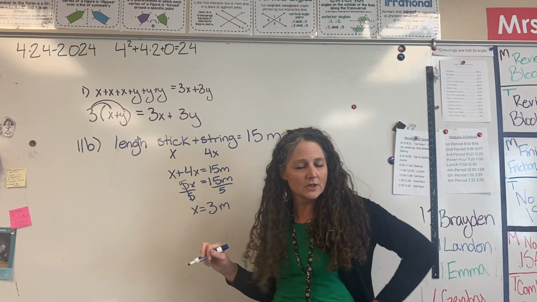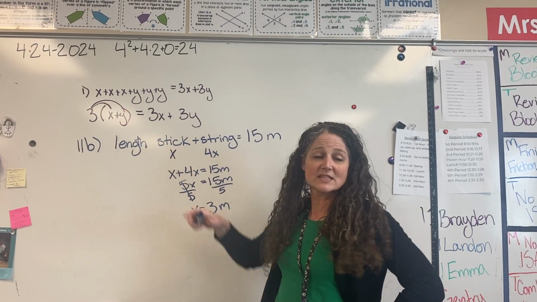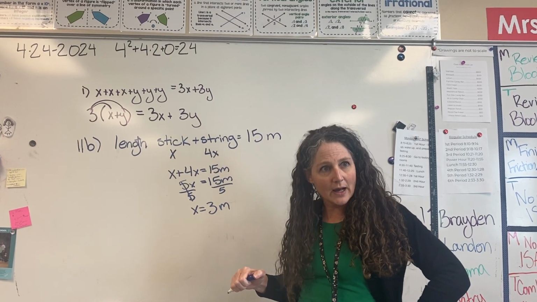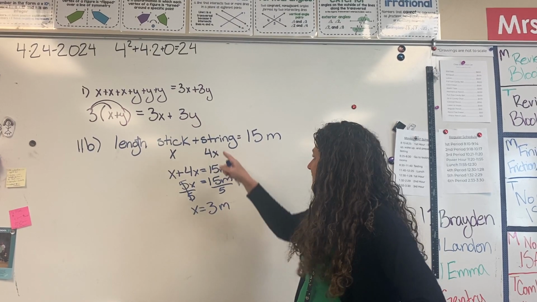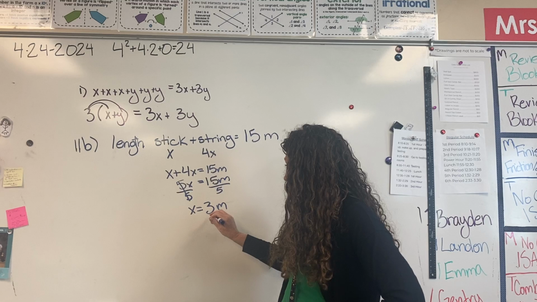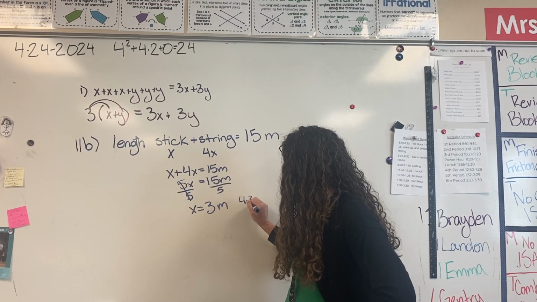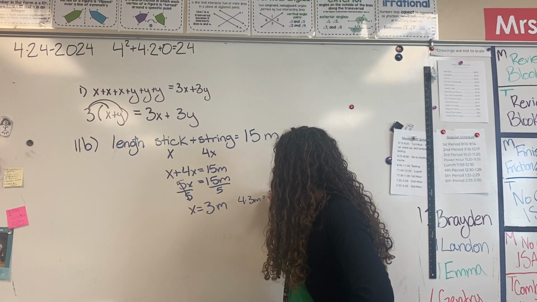Now, is that what I'm looking for? Am I looking for the length of the stick? No. What do we want? The length of the string, which is 4 times the length. So 4 times 3 meters. And the string is 12 meters long.